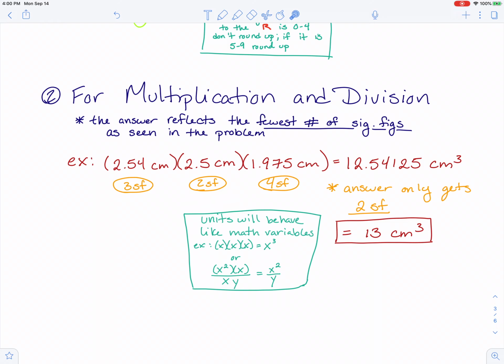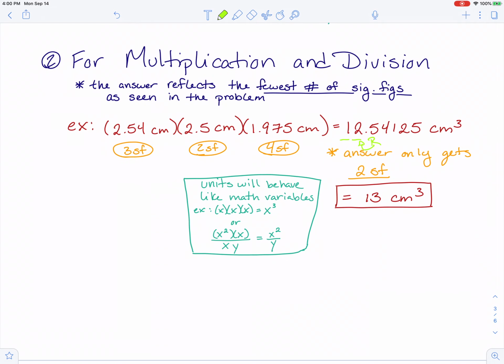So what I'm going to do is calculate it out. I put it in my calculator and I get 12.54125 centimeters cubed. Well, I only get 2 sig figs. So I'm going to get this digit and this digit, and I'm not going to get any more digits. But before I'm done, I have to look at that number to the right. Since it's 5, that means that I'm going to round my answer up. So instead of being 12, my answer is going to be 13 centimeters cubed.